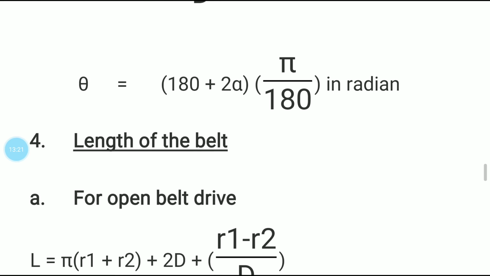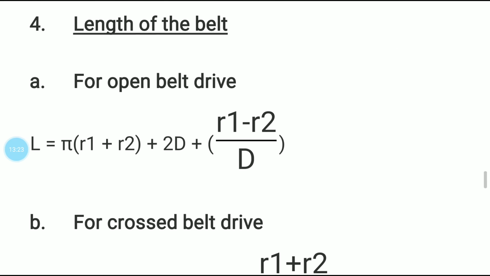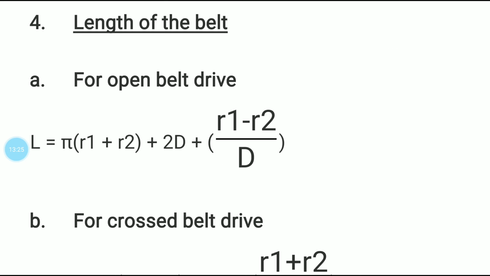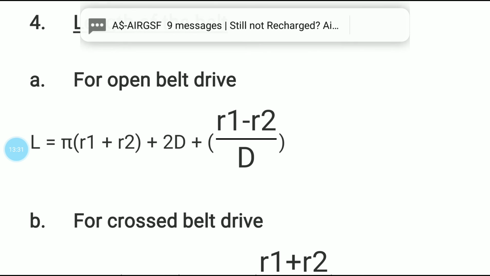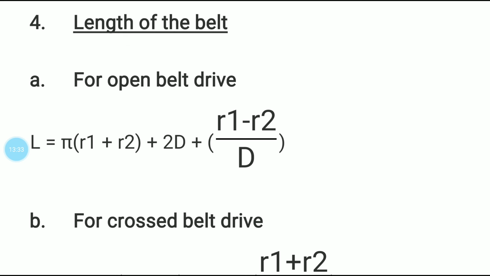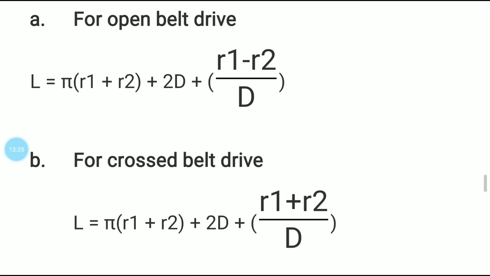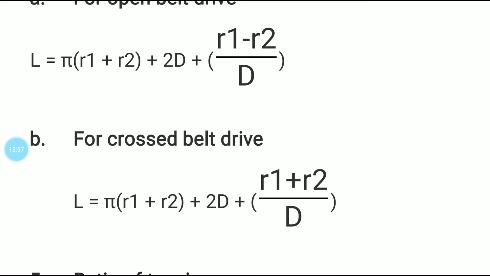Okay. Next, fourth one, length of the belt. There are two separate formulas. If it is an open belt drive, you have to use this formula. And if it is for crossed belt drive, you have to use this formula.